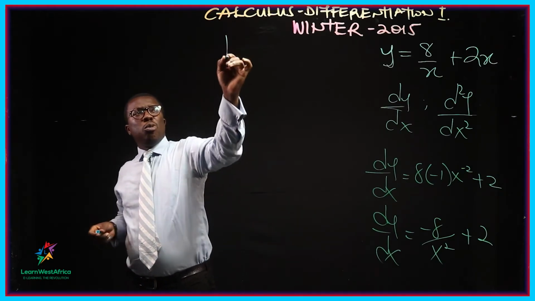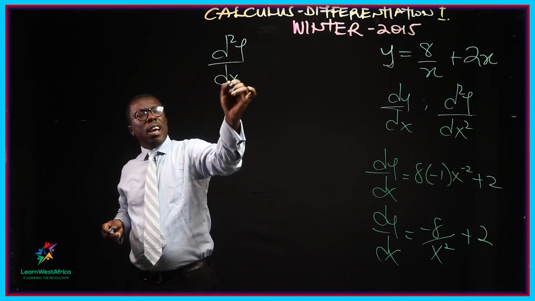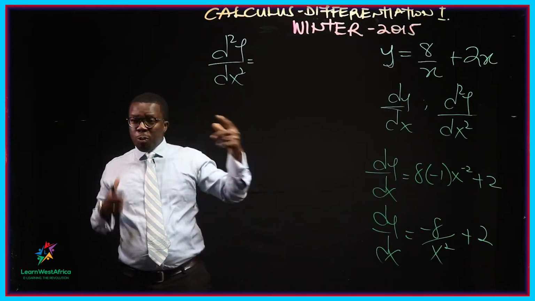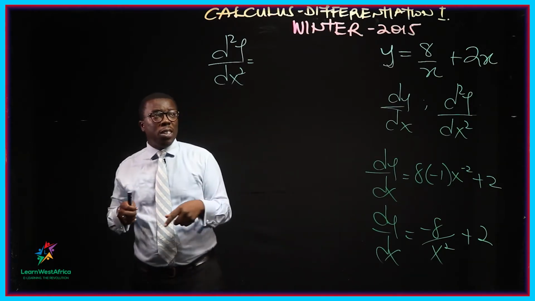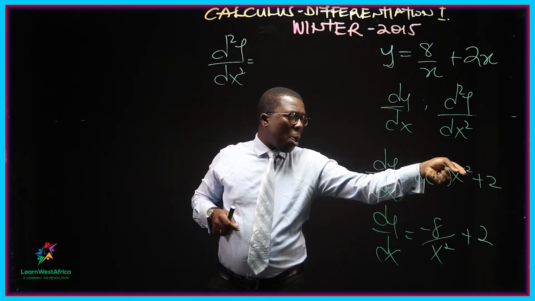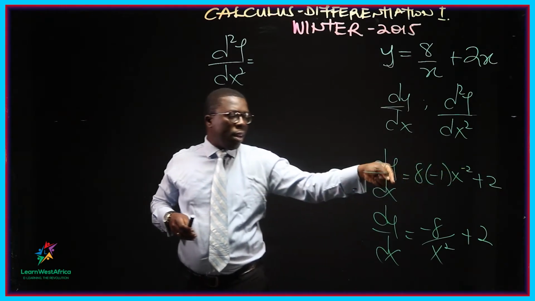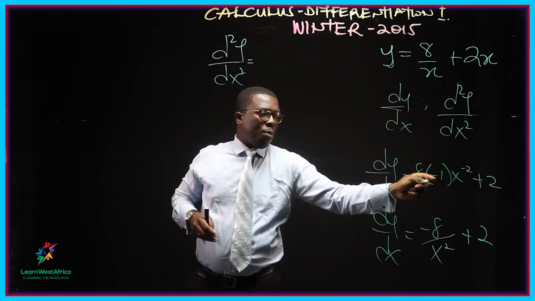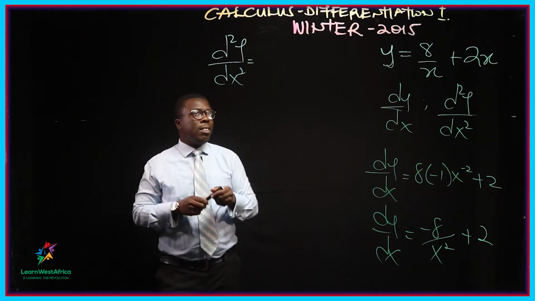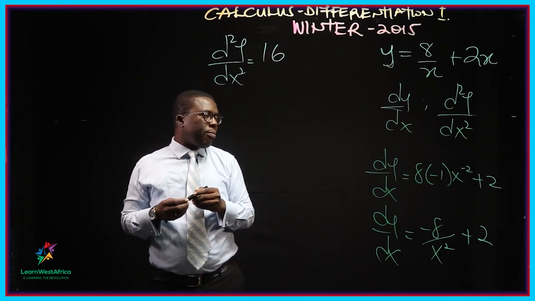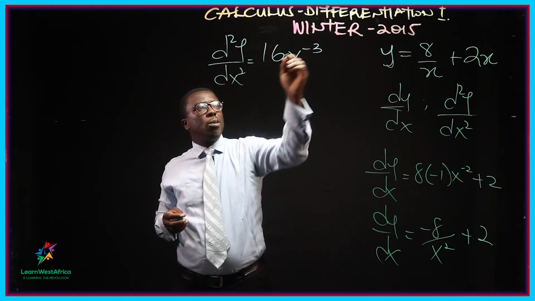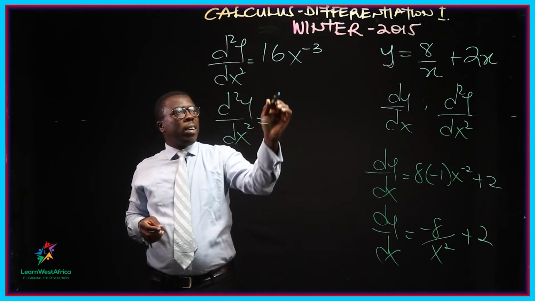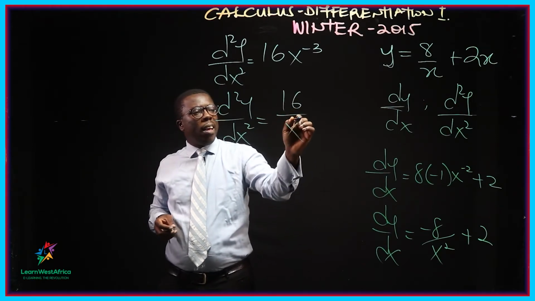Now, for the d²y/dx², we are looking at the second derivative. How do we deal with the second derivative? It just follows from the first derivative. We try to differentiate it again. When you differentiate this, the minus 2 will now come here, and it is going to convert this to positive 8, like this negative will affect that. That gives you positive, okay? So we're going to get 16. Then for the x, we subtract 1. That gives you minus 3. All right, so our d²y/dx² is going to give you 16 over x cubed.